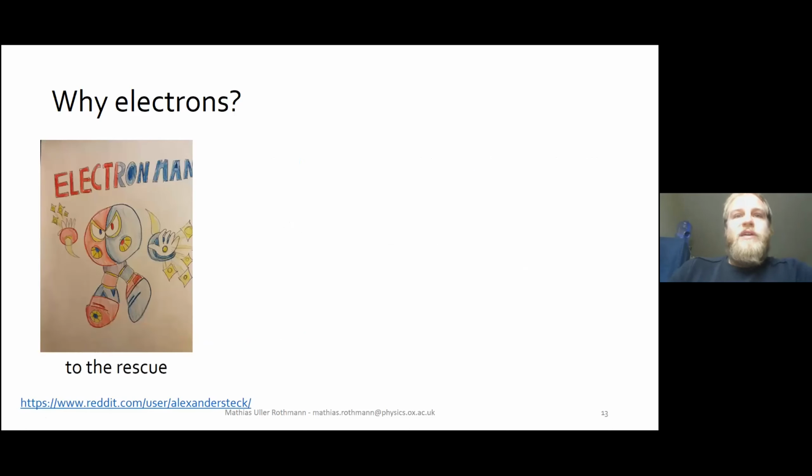So to the rescue, electrons. I Googled Electron Man to see if anyone had done anything, and this amazing drawing came up. Thank you, Alexander Steck on Reddit.